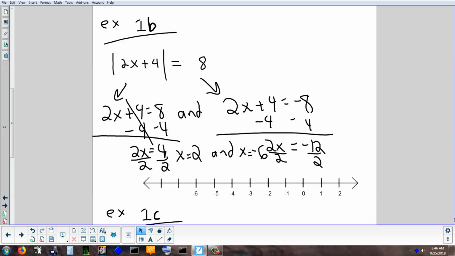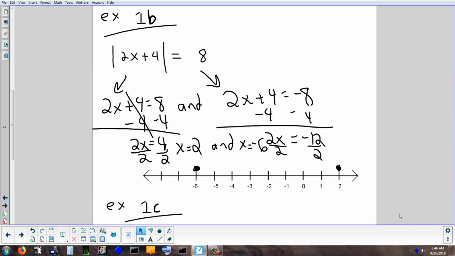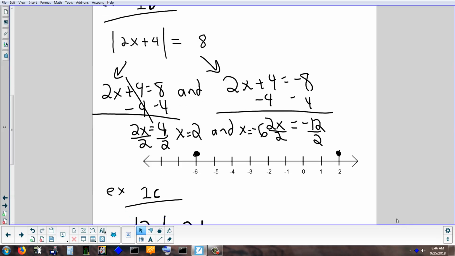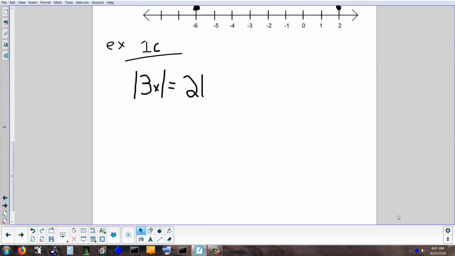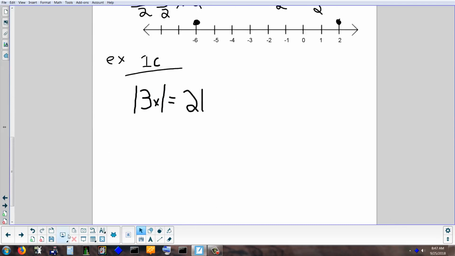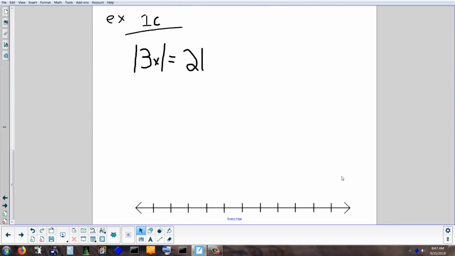Put a dot at 2. Put a dot at -6. That's it. That's all you have to do. Again, for these guys, we're not going to have you check them. I just checked the first one so you can see how it worked out with having 2 answers, and they both work. It's absolute value. All right? One more basic one. Then we got 2 more that involve a little bit more work.